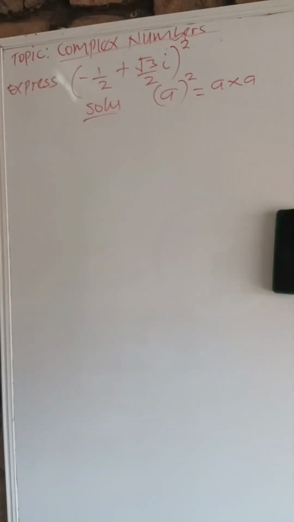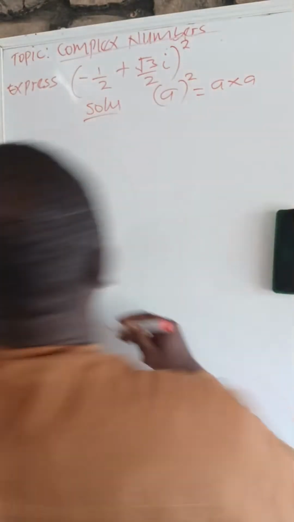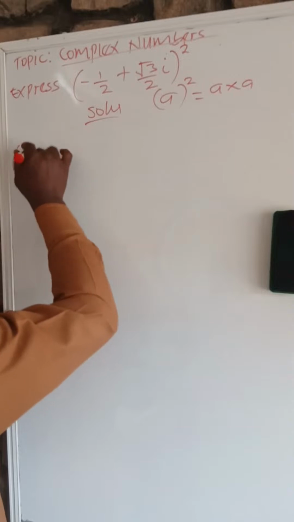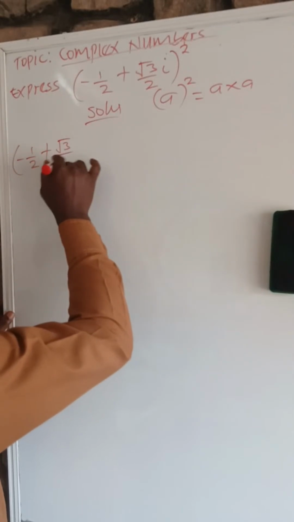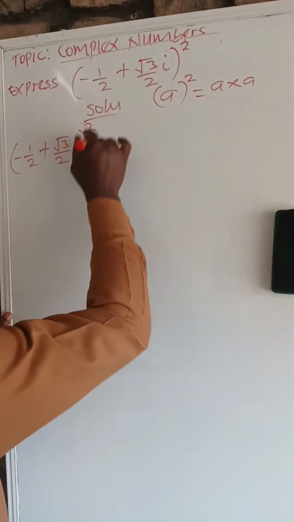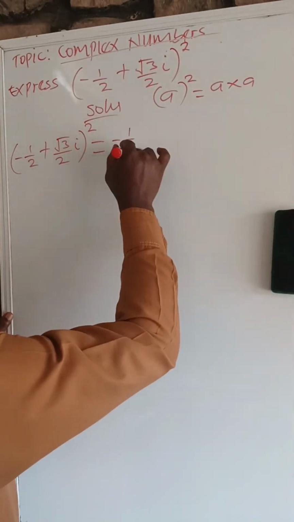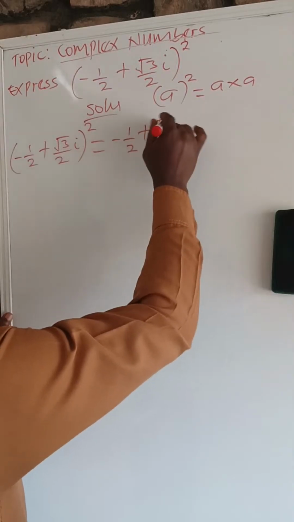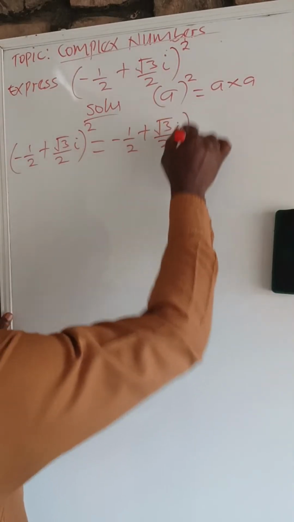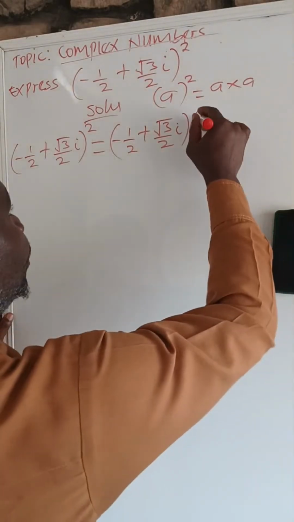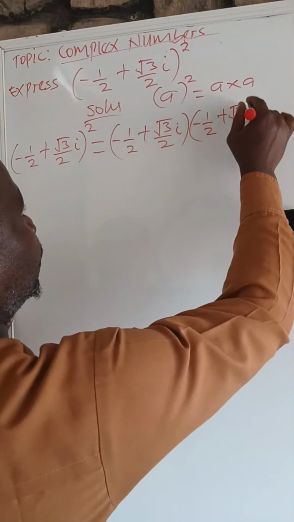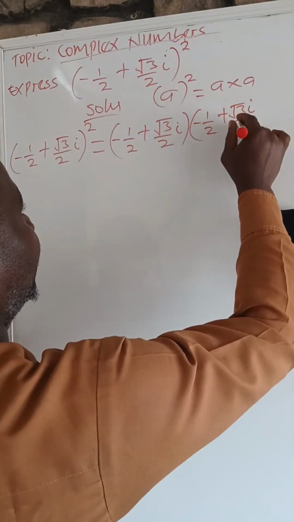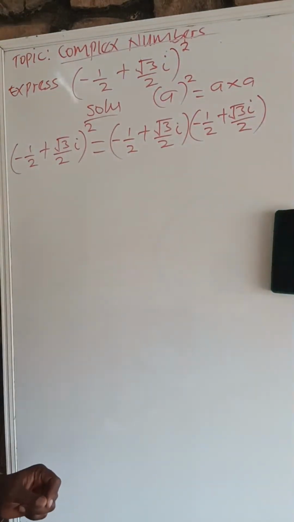A times A, true or false? So it means here we have (minus 1 all over 2 plus root 3 all over 2i) all in square. This is the same thing as (minus 1 all over 2 plus root 3 all over 2i) times (minus 1 all over 2 plus root 3i all over 2). True or false?